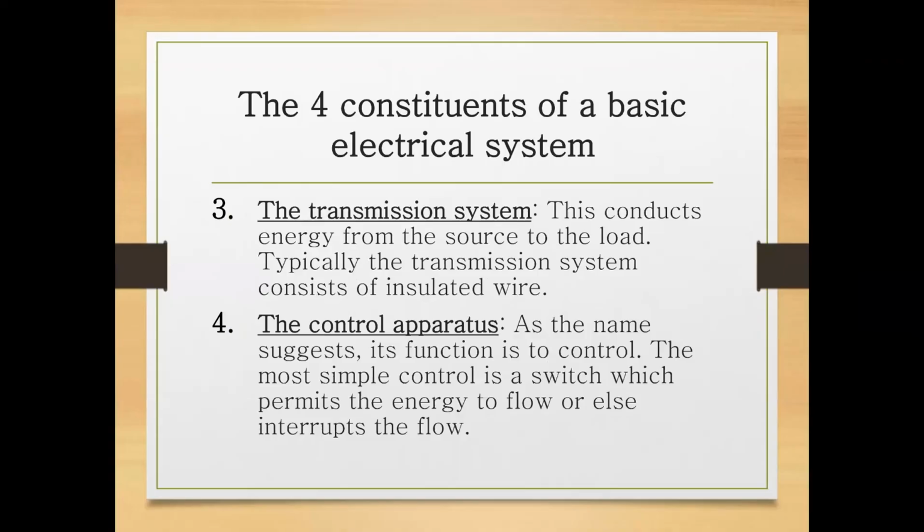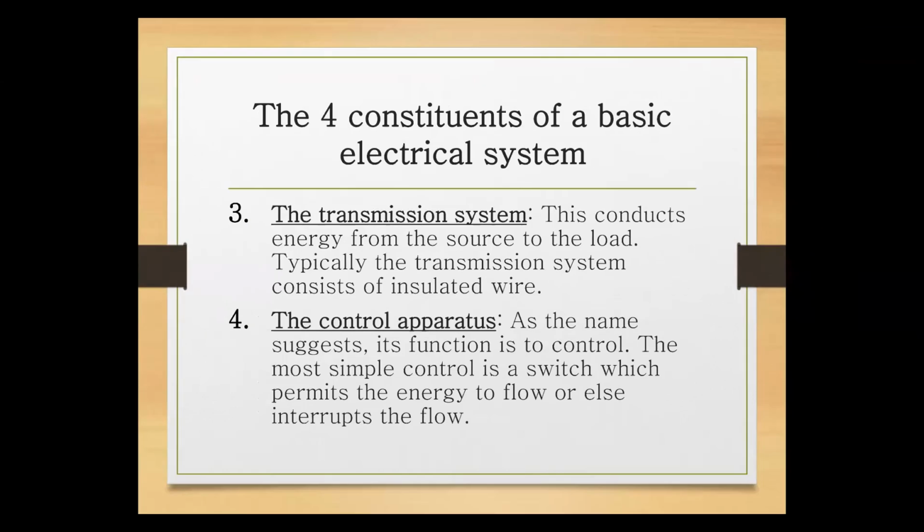Now, there's number 3, the transmission system. This conducts energy from the source to the load. Typically, the transmission system consists of an insulated wire, like this. For example, for a human being, the transmission system is the blood, isn't it? The stomach absorbs the food, and then the blood system takes that food from the stomach and it rounds up through the entire human body.